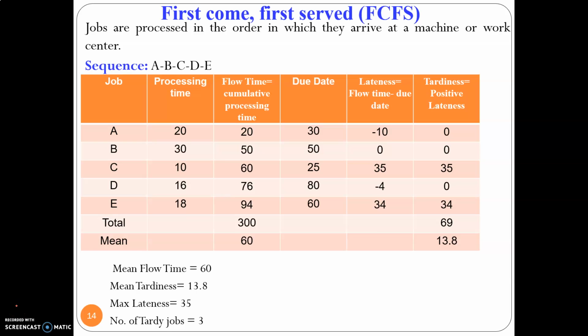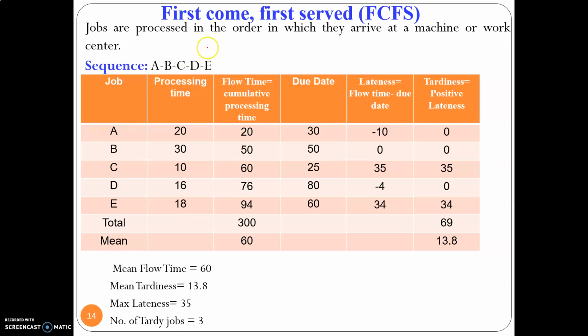So following the shortest processing time rule, we'll see the first come first serve rule. This is called single machine scheduling. This is a dispatch priority rule. As the name indicates, we are going to feed the job that is going to enter the system first.